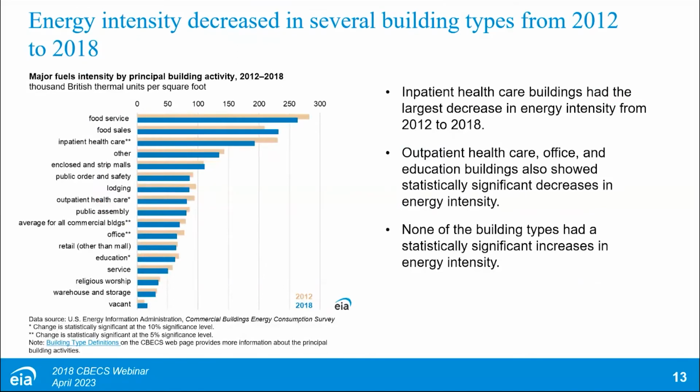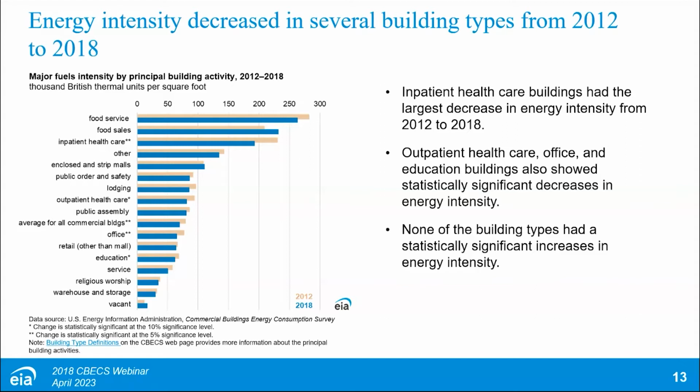Now, the energy intensity also will vary by these different building activity types. The least energy efficient buildings are the vacant, the warehouse and storage, and the religious worship buildings. The most energy intensive building types in 2018 were food service, food sales, and inpatient healthcare.